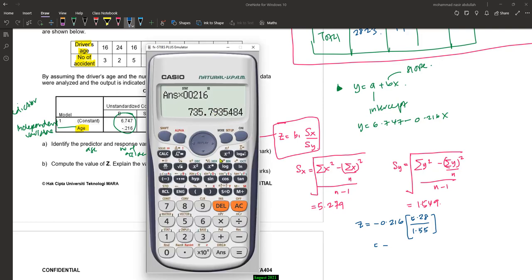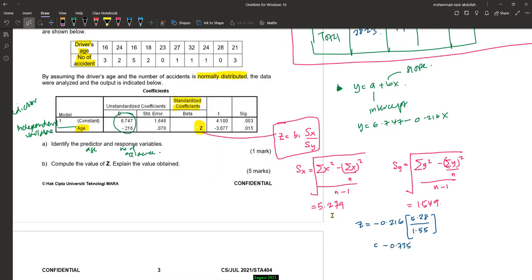Oh, salah. Negative 0.7357, 0.7358 lah, right? So this is the value of beta, standardized coefficient lah. Okay. So baru 4 markah dekat sini.